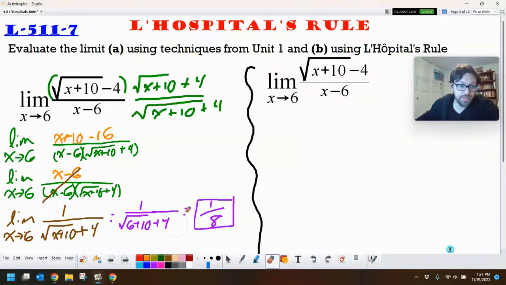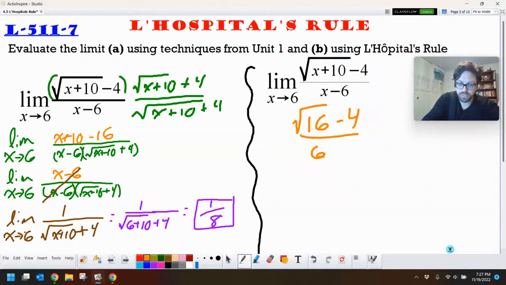In this example, you can see over here the old way that we did our limits. We rationalized that numerator in order to figure out what our limit was. We could alternatively use L'Hopital's rule. First, we check that we have one of the good indeterminate forms. If I do direct substitution here, I get the square root of 16 minus 4 over 6 minus 6, which does get us 0 over 0, the square root of 16 being 4, minus 4 is 0. So we are allowed to apply L'Hopital's rule.